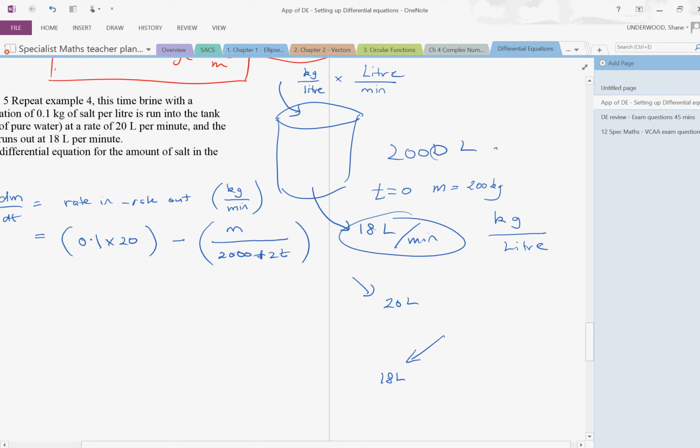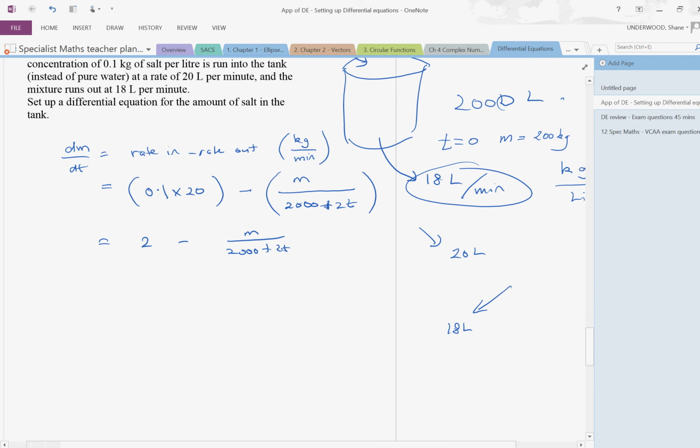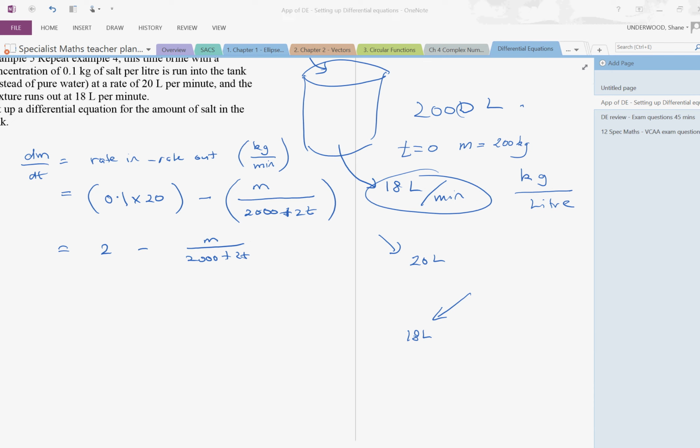2t. Done. Now, what I suggested last time is that this is related rates. But I think that if I simplify it a bit more and look at the units, it makes it easier. So that is equal to 2 minus m over 2,000 plus 2t. And of course, be careful: times what? Times 18.